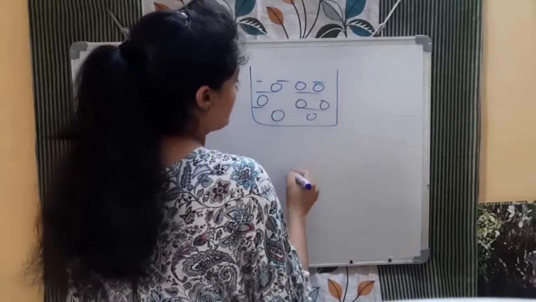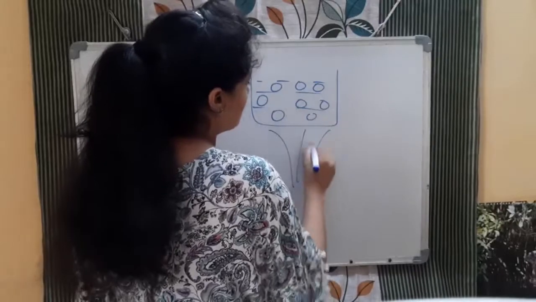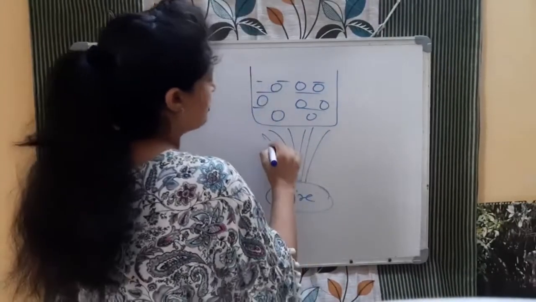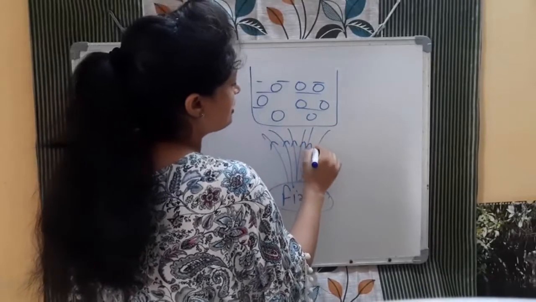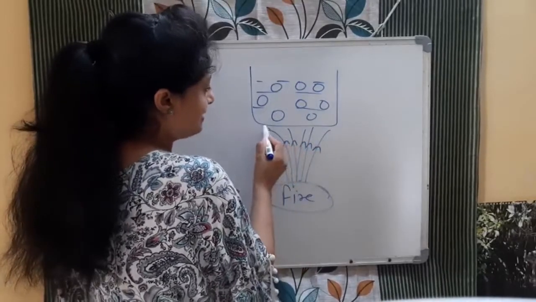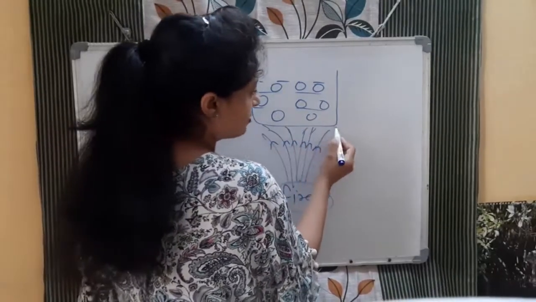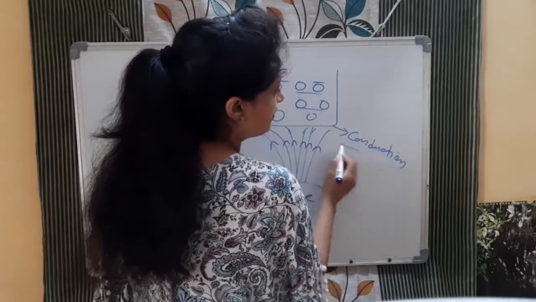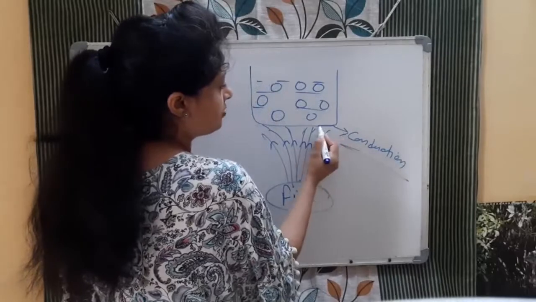Like this, okay. For example, I am using the fire, and from here the fire is coming. So what will happen in this case? The energy is transferring. Firstly the energy will transfer to this pan. So this is known as conduction. This pan will become hot after some time, through direct contact. So this is known as conduction.